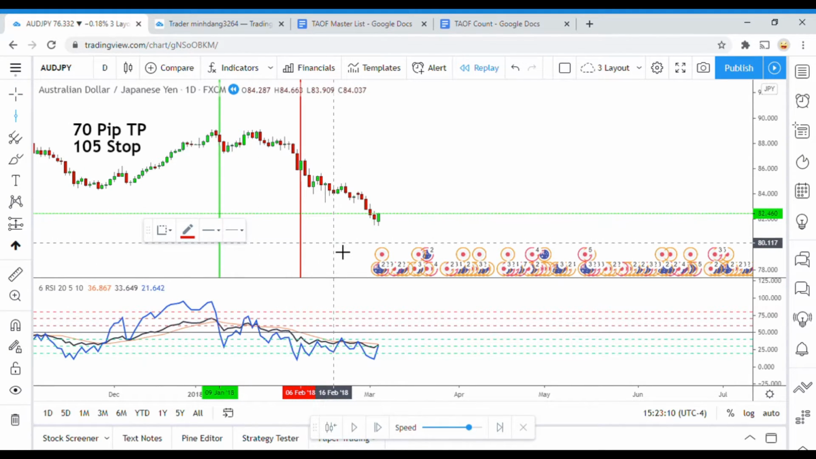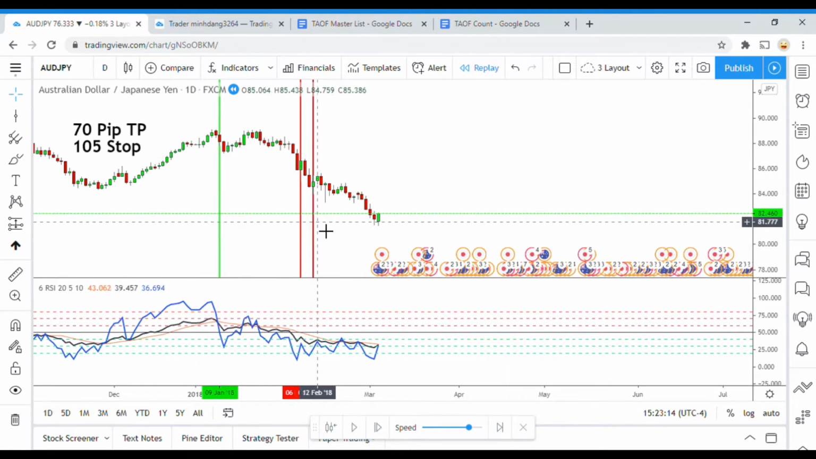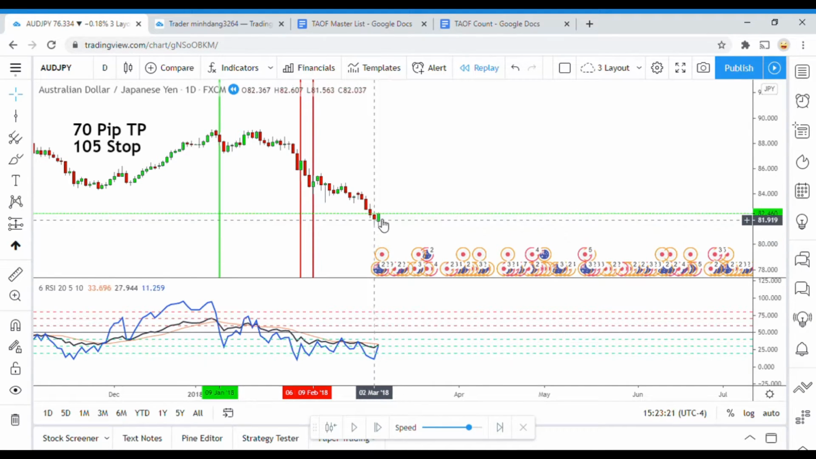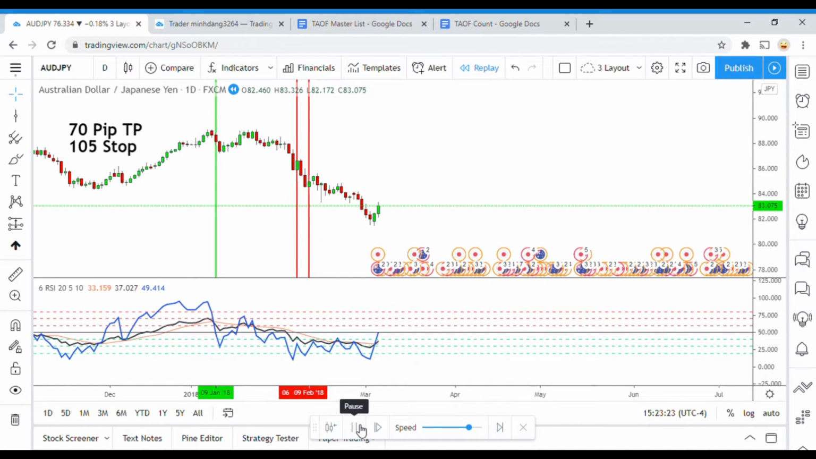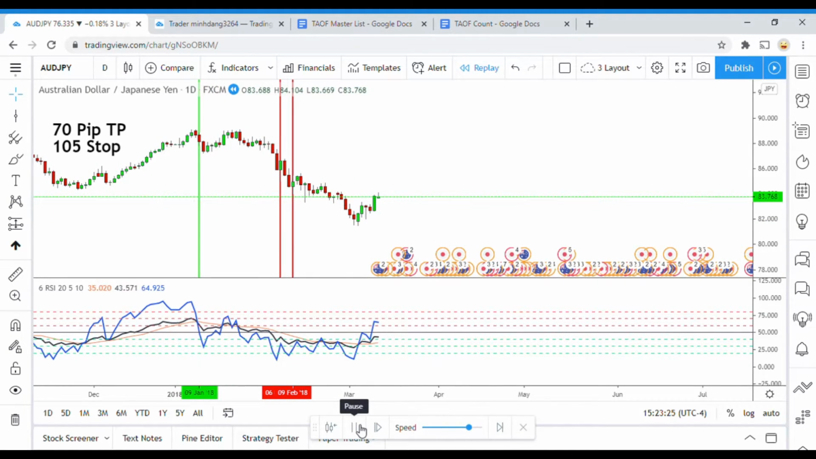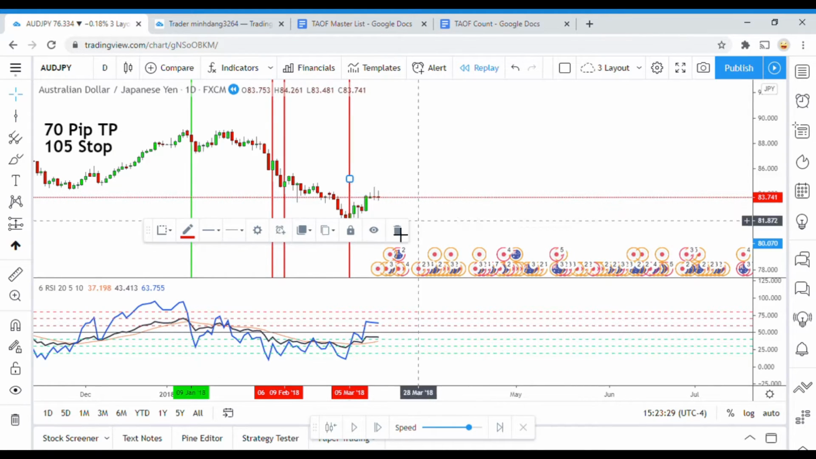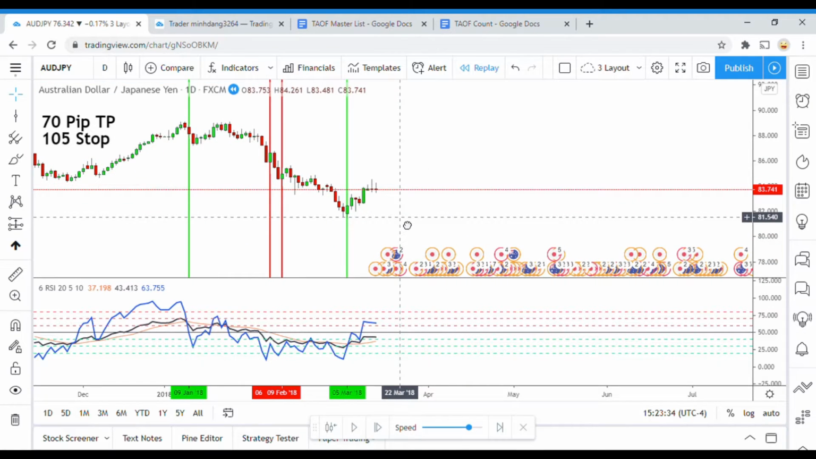Did not give us the pips that we needed. And so we moved down the line here, and it looks like it came down here, popped back up on this one. Let's play it forward a little bit and see what we get out of it. There we go. There we got a reasonable little move out of it there.